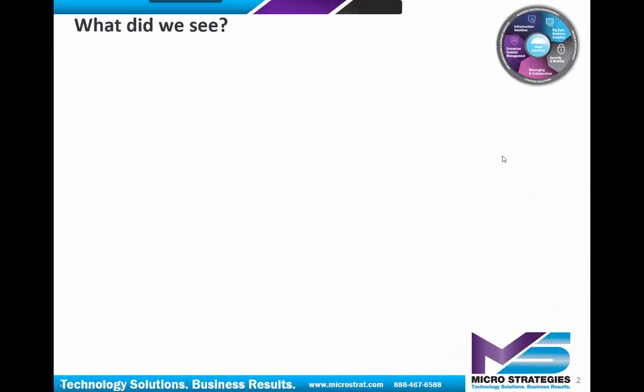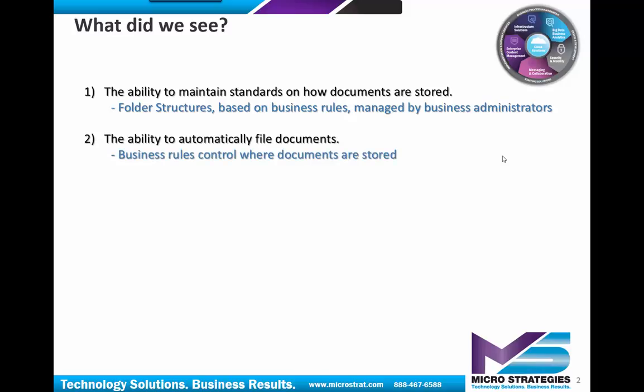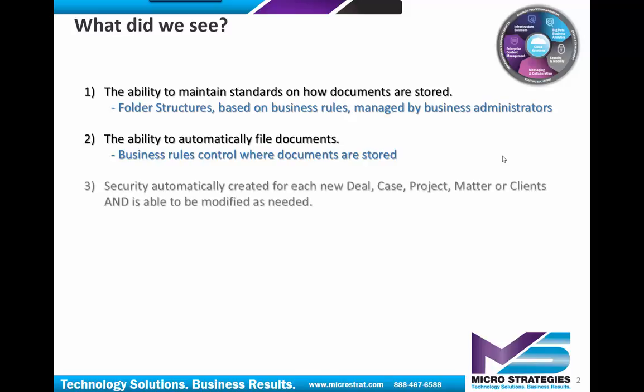So what did we see? Well, the ability to maintain standards on how documents are stored, so the creation of the folder structures based on business rules managed by business administrators, keeping that consistency. The ability to automatically file documents. So the business rules were used to decide where the documents go. Remember how they went directly into that deal folder.